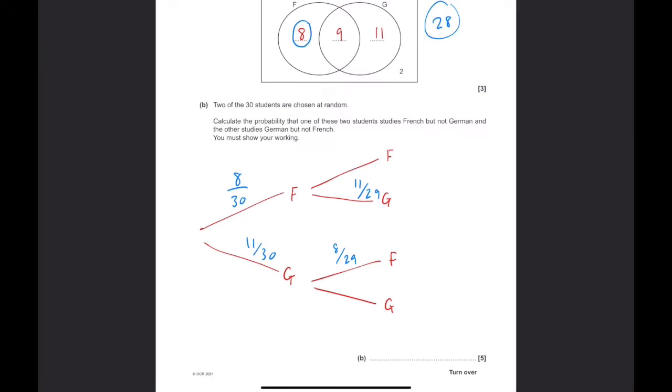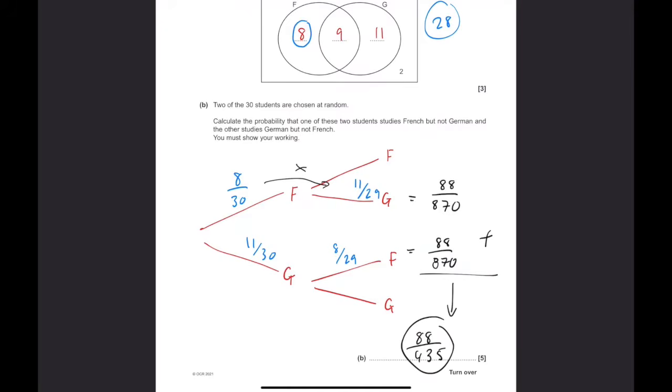So if we multiply along these branches, we're going to have 88 over 870, and likewise this one's going to be exactly the same. If we then add those 2 up, we're going to get our final answer of 88 over 435 as our probability. The reason I've done 2 branches is because that's the 2 possible ways that this could happen. You could get the first student that just does French and then German, and you could get the first student picked does German and then the second one just does French.